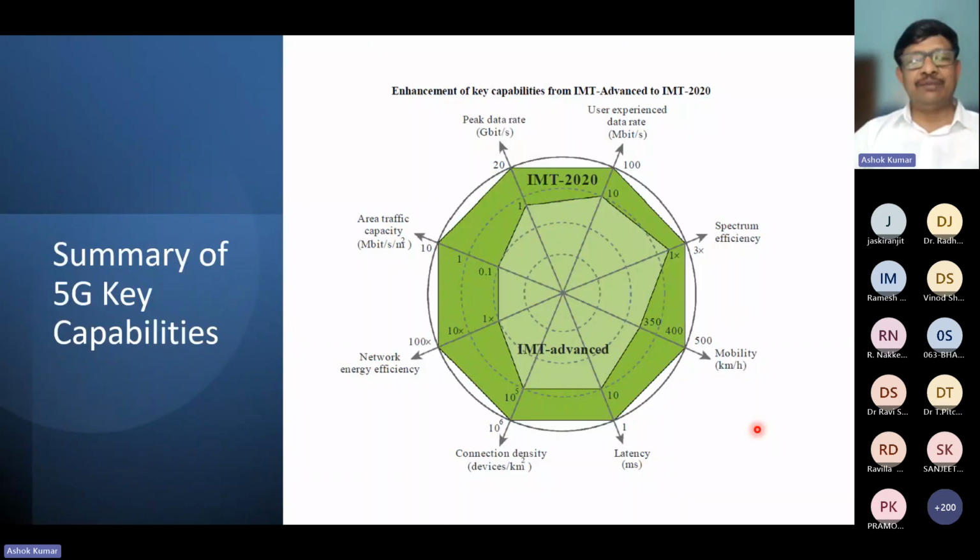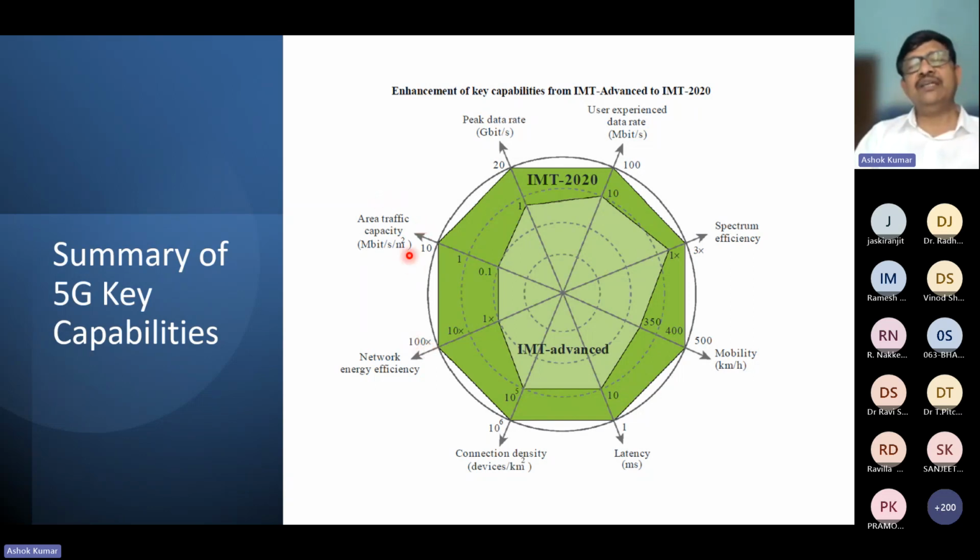Okay. So summary. What we discussed: peak data rate of 20 Gbps. It was 1 Gbps in 4G. This picture is taken from the ITU document. User experience data rate from 10, now we have 100 Mbps. Spectral efficiency 3 times. It was 1x, it is 3x in 5G. Mobility from 350 km per hour to 500 km per hour. Latency from 10 millisecond to 1 millisecond. Connection density from 10 to the power 5 to 10 to the power 6, that is 10 lakh. Network energy efficiency is 100 times better compared to 4G, from 1x to 100x.